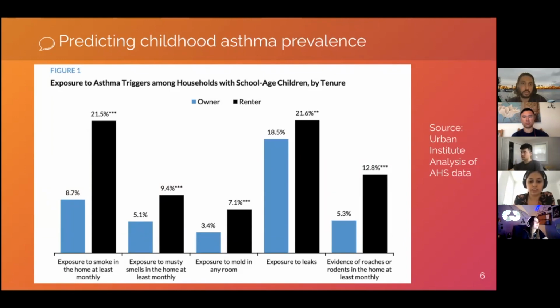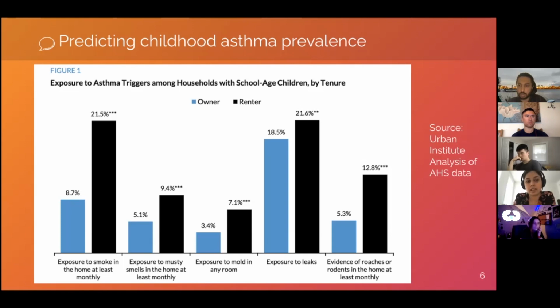And so this chart shows that exposure to smoke or musty smells or mold, which we typically think are related to experiencing childhood asthma, tend to be pretty high in renter households compared to owner households. So this was useful for the agency we were providing this to, because they were able to see that maybe we need to invest more into mitigation efforts to make sure that asthma prevalence is less in our rental houses or renter owner properties.